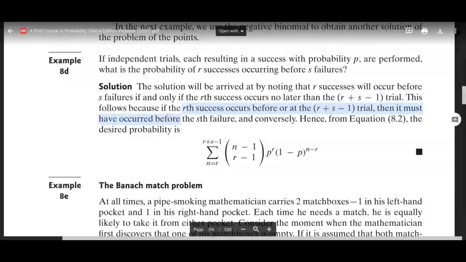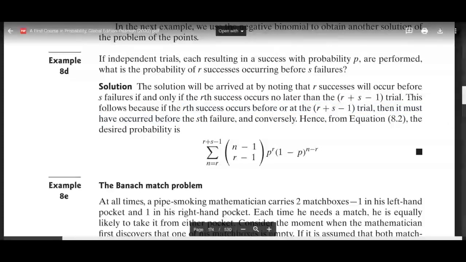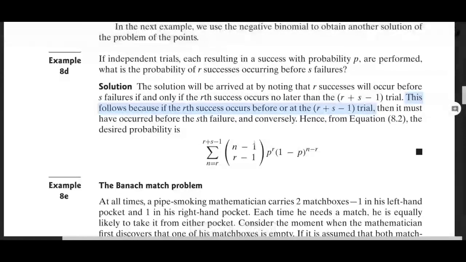This follows because r successes occurred before or at this trial. So this is the case, this is what I was considering. Then it must have occurred before the s failure, and conversely. Hence, from the previous equation, we have this.